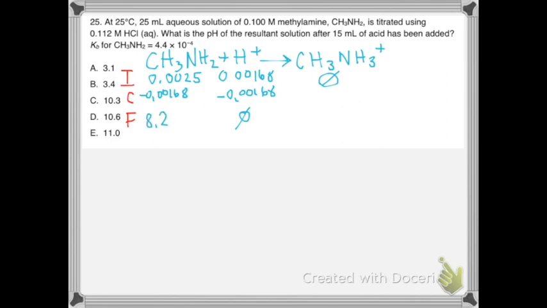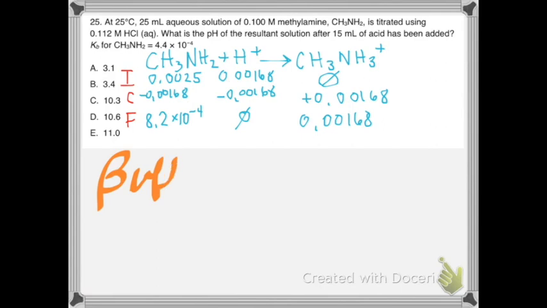And be left with 8.2 times 10 to the -4 moles. And over here we'll have made this amount of the protonated methylamine. And now we have something that we didn't have at the beginning. We have a buffer. Okay. And as we saw in the last problem too, when we have a buffer, we can use Henderson-Hasselbalch.